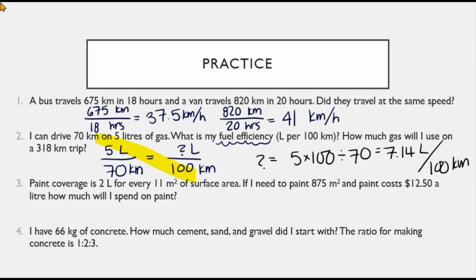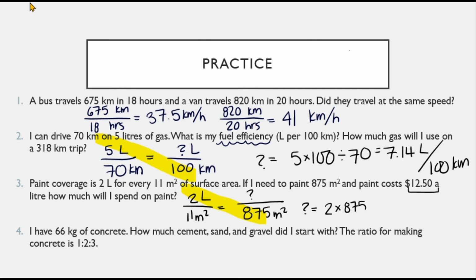We have paint coverage, 2 liters for every 11 square meters. I've been told I need to paint a certain area, so that goes with the area measurement. My question mark is the amount of paint I need. And then we have a bonus: we're going to have to multiply to get the cost. Once again, magic banana. The unknown amount is going to be 2 times 875 divided by 11, which is 151.1 liters.